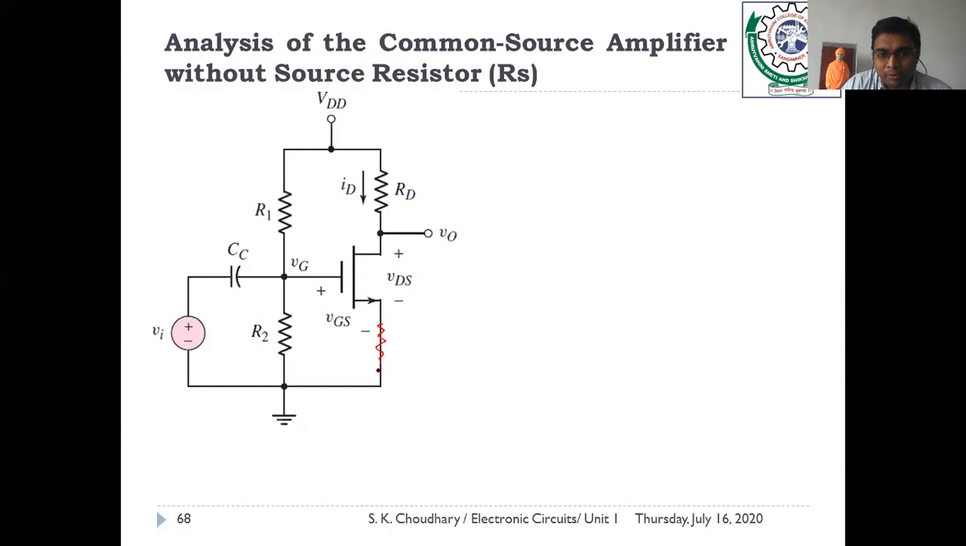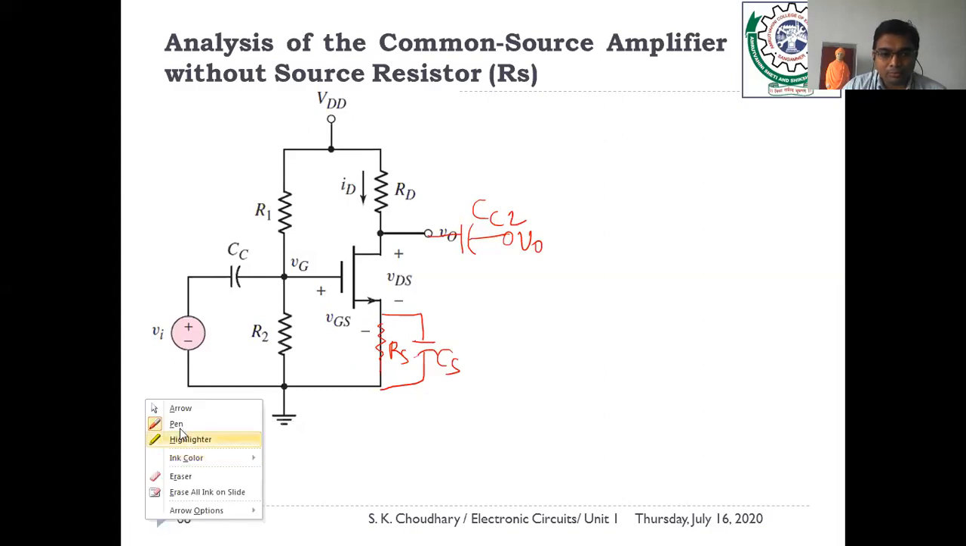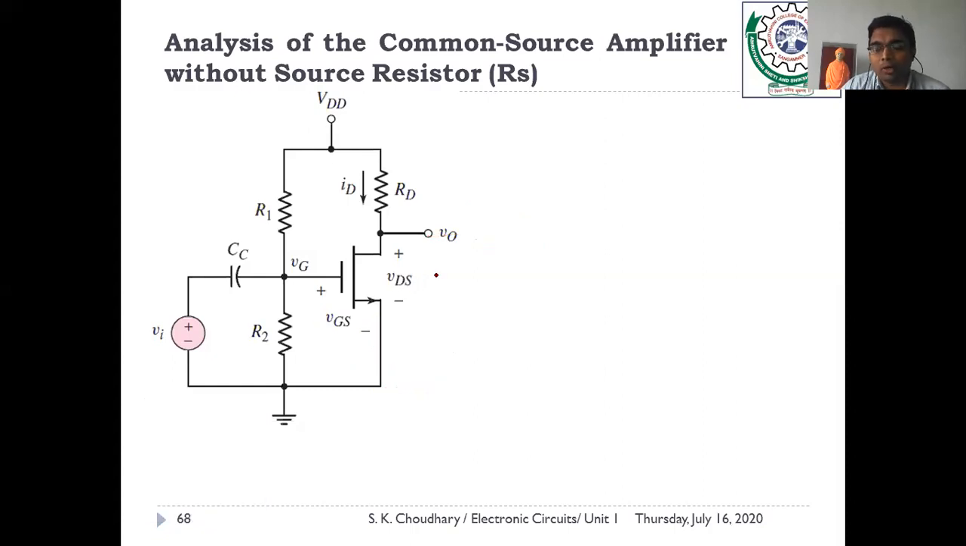In some books they have used the RS here and take a bypass capacitance CS, and here they have also used one capacitance CC2, and Vo is here. Either this diagram or the original diagram I have shown in the slide. Both diagrams are the same, common source amplifier without source resistance, because we have already bypassed this RS, so it would not participate in the amplification process. So both diagrams you can use. The first diagram is taken from Donald Neamen, and the second diagram is taken from Robert L. Boylestad, and there are other books as well.